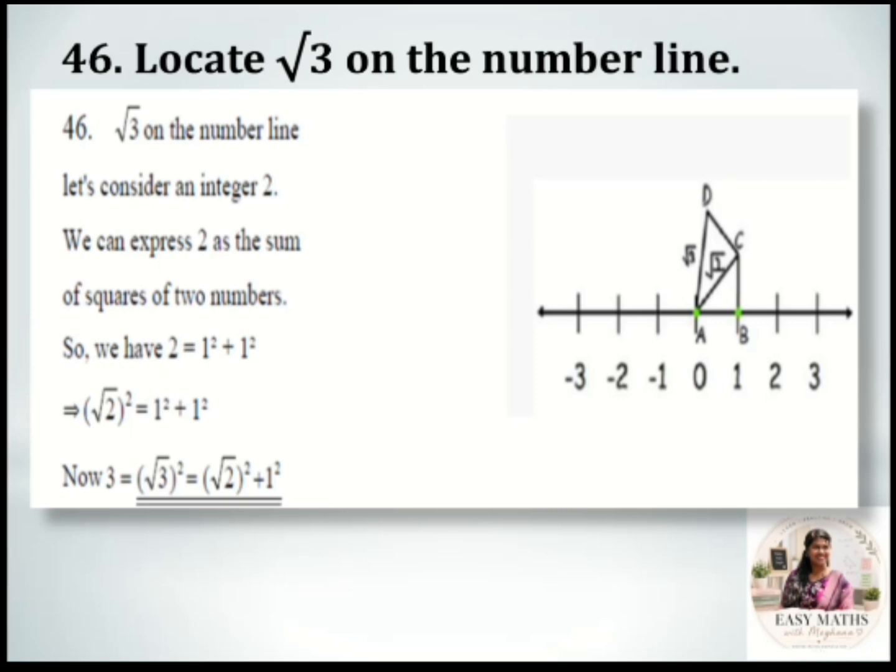So root 2 whole square is 2, plus 1 square can be written as 1. So 2 plus 1 is 3. So you have to get root 3 here. Applying the Pythagoras theorem, you will get root 3 as the answer here.